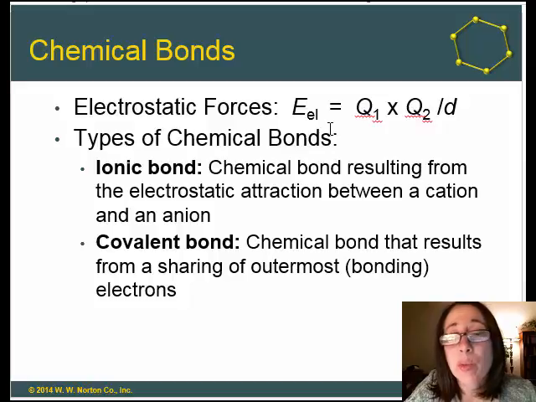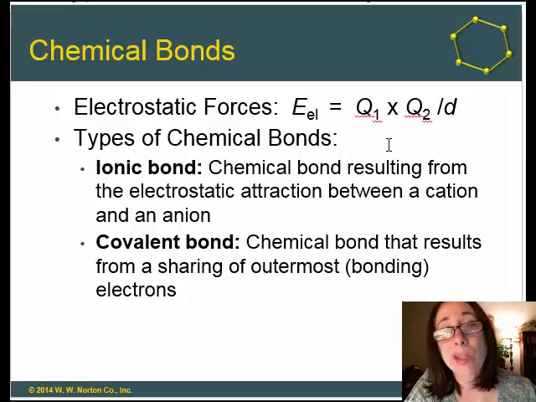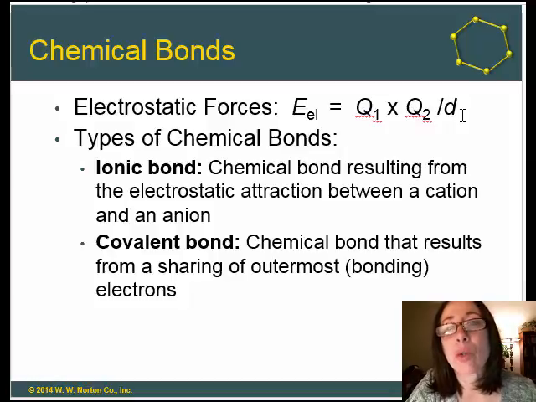So electrostatic force depends on two things, represented by Q and D. What Q stands for is charge. So an electrostatic force depends on the magnitude of the two charges that we're looking at. In an ionic bond, this would be the charge of the cation and the charge of the anion. In a covalent bond, this would be the charge of the electrons and the charge of the nucleus that those electrons feel. And D is the distance between the two charged particles that are being attracted to one another.